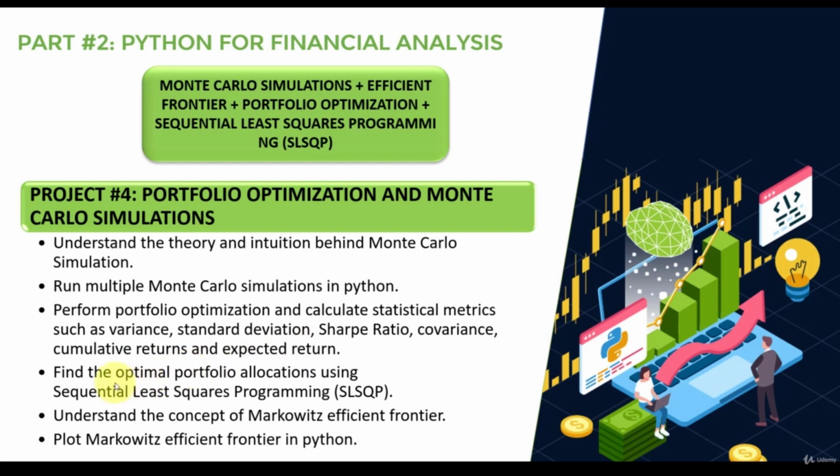expected return. We will also try to find the optimal portfolio allocation using sequential least squares programming, or SLSQP for short. We will also understand the concept of Markowitz efficient frontier. And finally, we will learn how to plot the efficient frontier in Python. And here are the key, I would say, learning outcomes. So Monte Carlo simulations, efficient frontier, portfolio optimization, and finally the sequential least squares programming, or SLSQP for short.